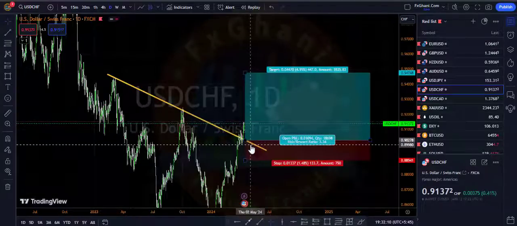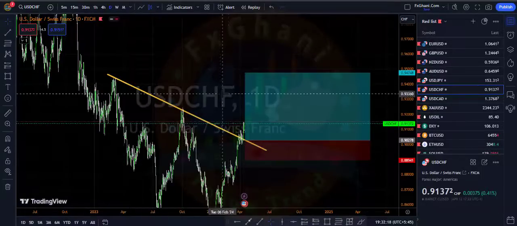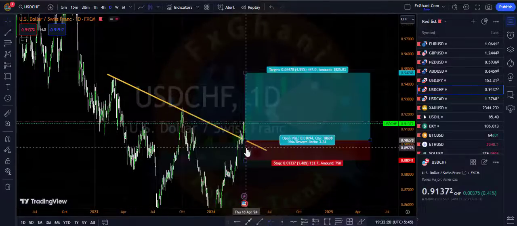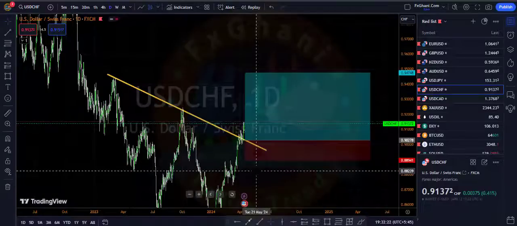But in any case, if prices close below a trend line, then never ever think about a sell. Okay, overall it's bullish, but if prices go downward and close below, then don't enter any sell trade. Why? Because it's a war situation and USD currency is a little bit stronger as compared to CHF.